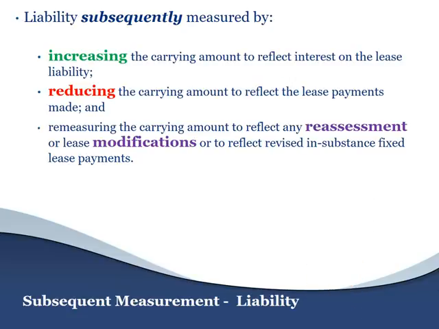Every year you need to adjust the liability by 3 things. Firstly, you need to increase the carrying amount to reflect the interest rate on the lease liability. So obviously, as you're unwinding the interest, that will be added to that. Secondly, you need to reduce the carrying amount to reflect the lease payments you've made. So clearly that's just taking off, like you do with any loan, the actual capital repayments made.